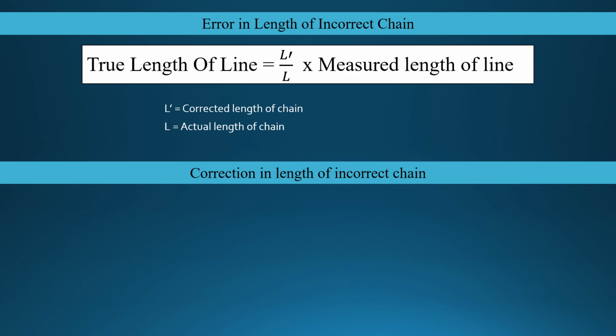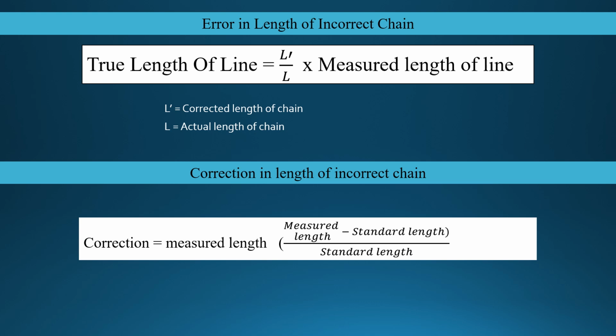Then second is correction in length of incorrect chain. That correction is equals to measured length, in bracket measured length minus standard length, whole bracket, divided by standard length. By using both the formulas, we calculate the true length of line, or what may be the correction in the chain length. Based on the two formulas, we solve some numericals.